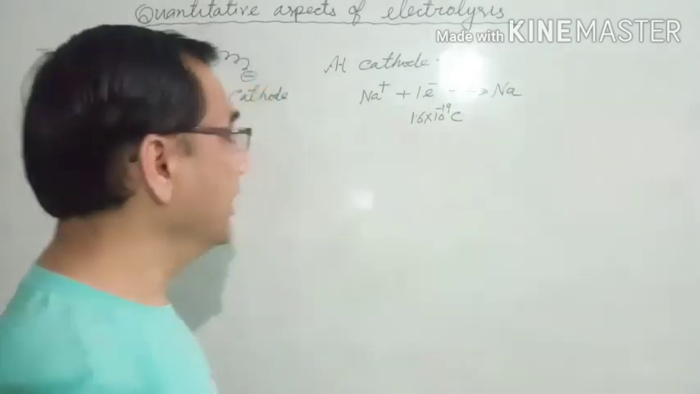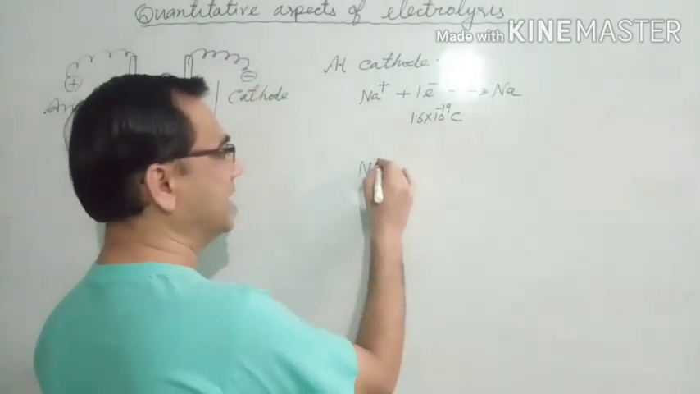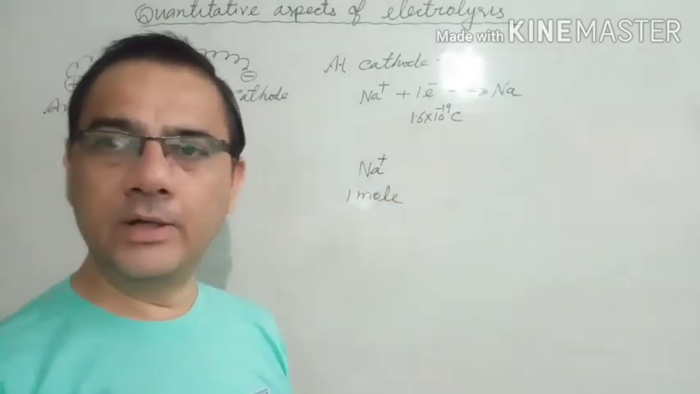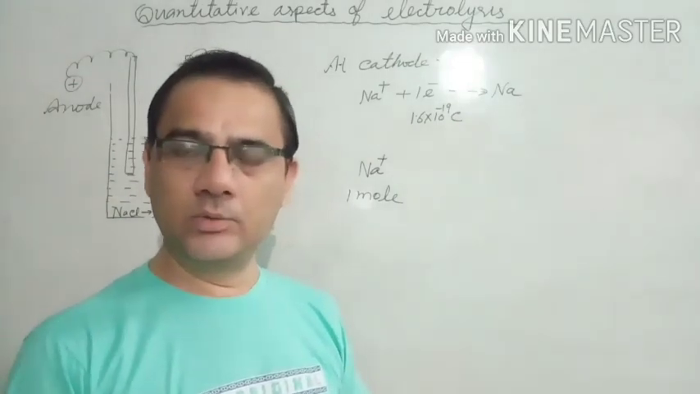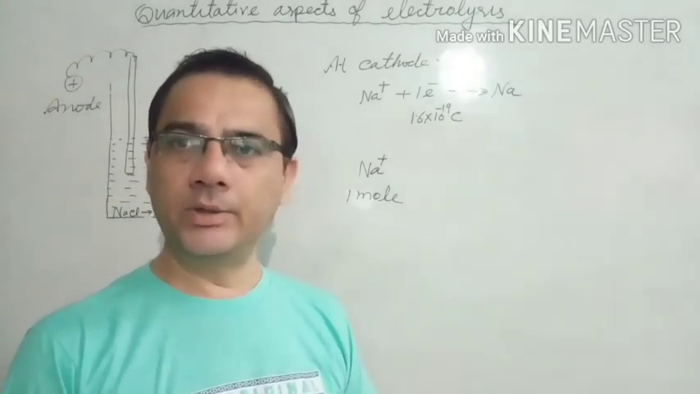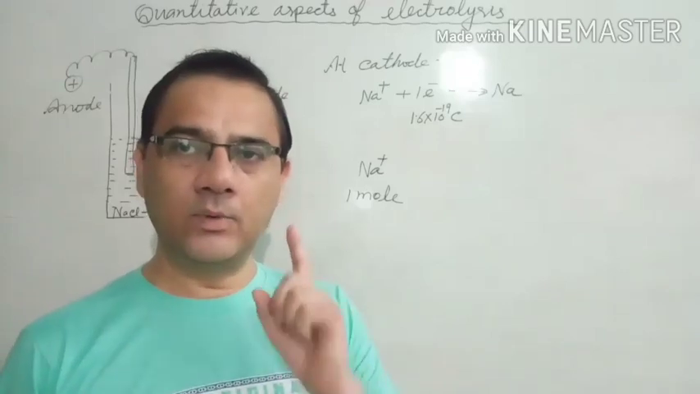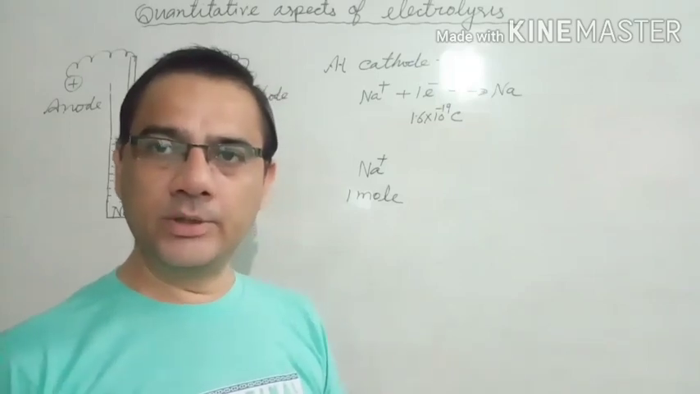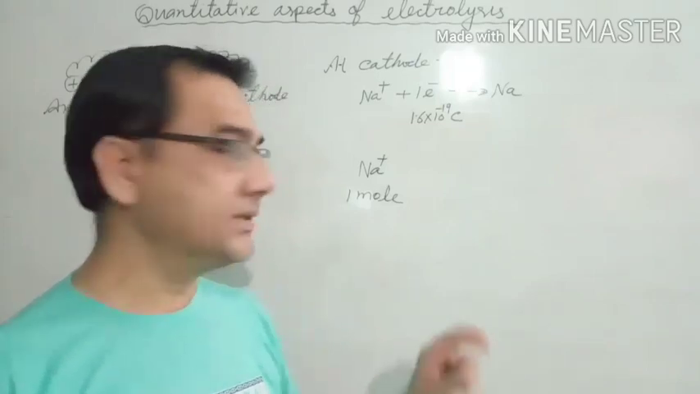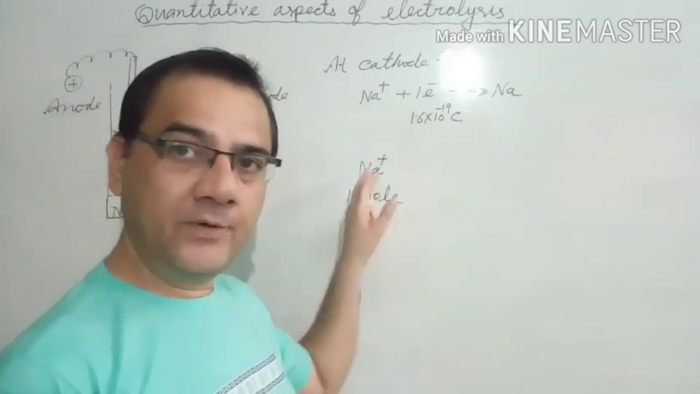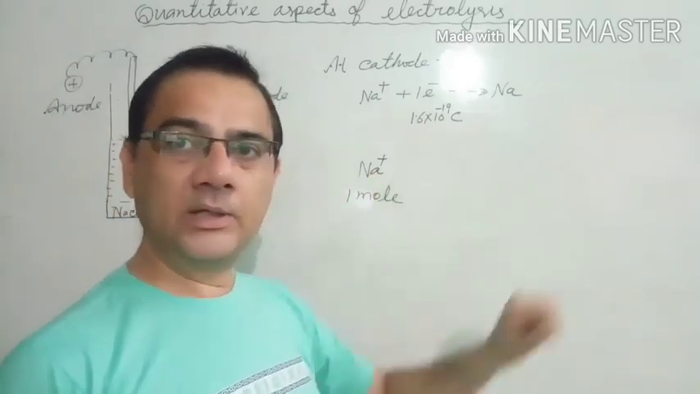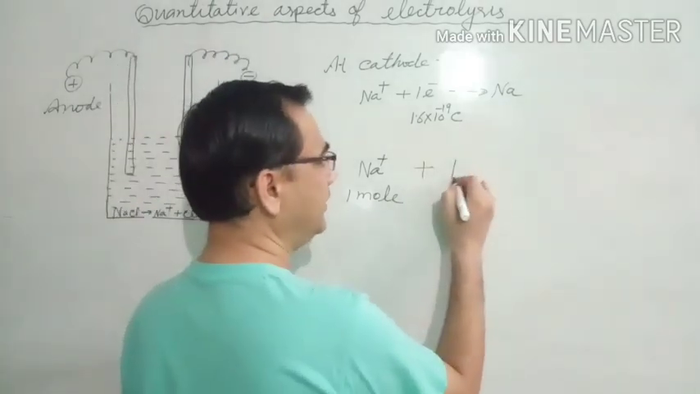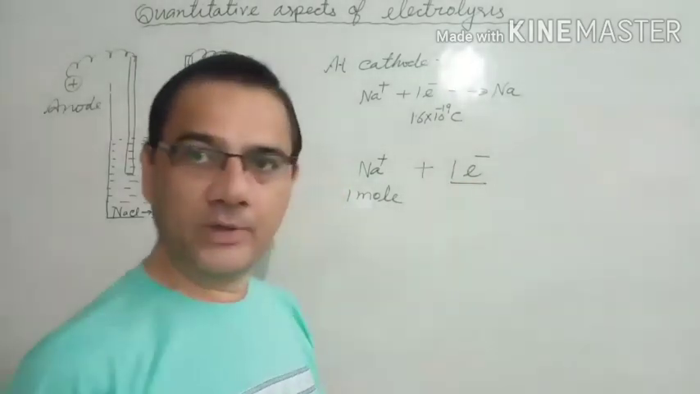Now another case. This time I take 1 mole of Na plus ion. 1 mole of Na plus ion is equal to 6.022 into 10 to the power 23 ions. Now I am not taking one ion; I am taking the number of ions equal to 6.022 into 10 to the power 23, and this group of ions as a whole is called 1 mole. And if 1 mole of the ions move toward the cathode, how much charge will they acquire? They will acquire 1 mole of electrons, not 1 electron.